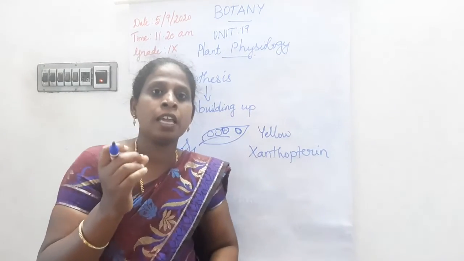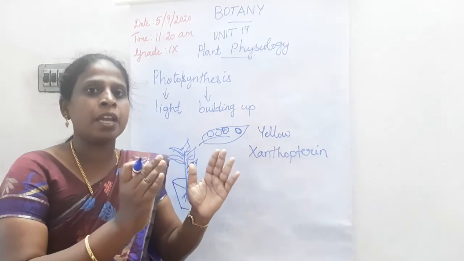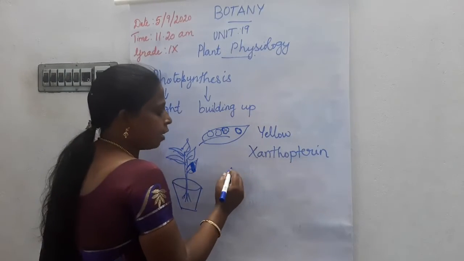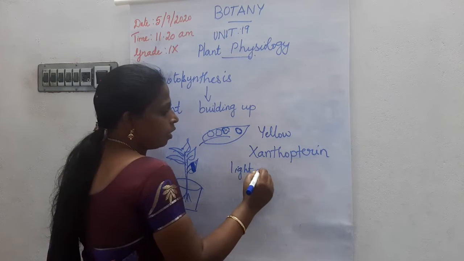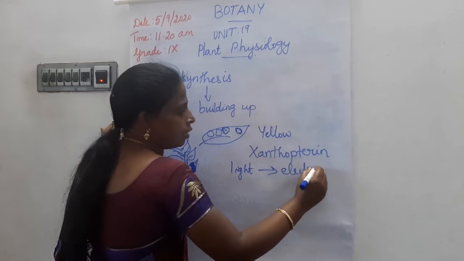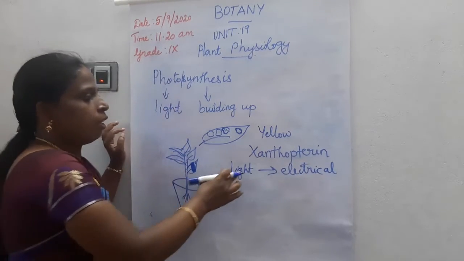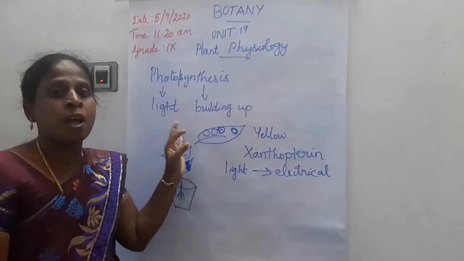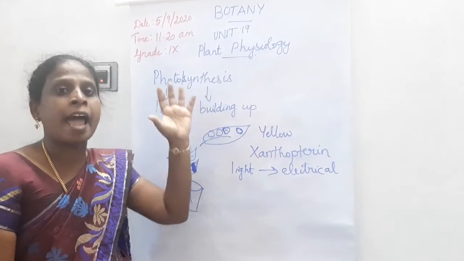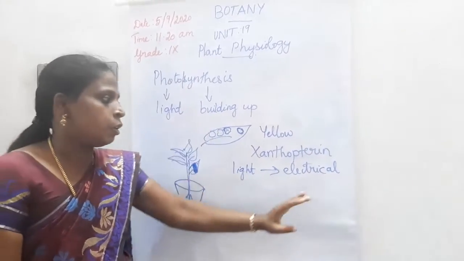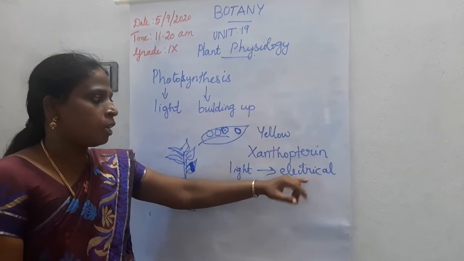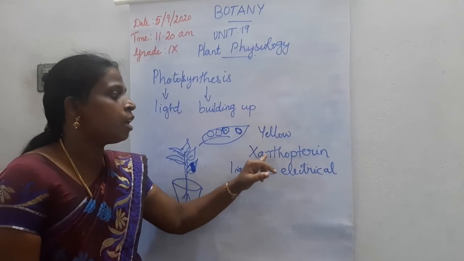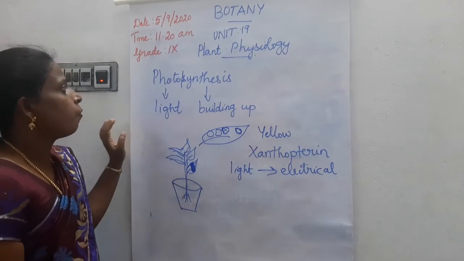They absorb the light molecules, and it can be converted into electrical energy. So in this insect, the light energy is converted into electrical energy. This insect, Vespa orientalis, traps the sunlight and converts it into electrical energy, because of the yellow pigment present in the abdomen. That yellow pigment is xanthopterin. So this is about photosynthesis.